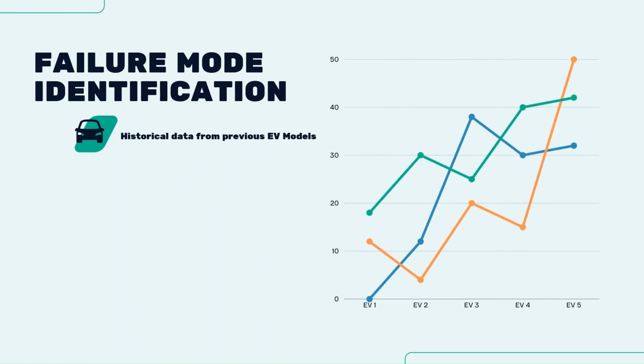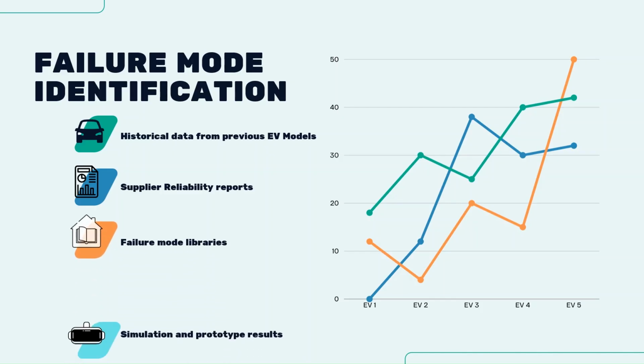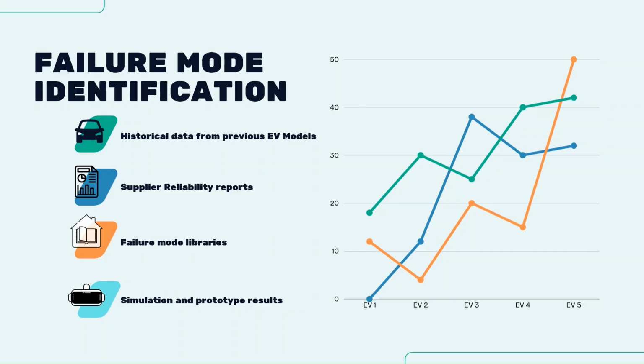Now let's go to the next slide and identify what the failure modes are. How is it done? We can use historical data from the EV models, as we could see from the graph. It's not a real graph, just an example. Supplier reliability reports tell us how reliable the supplier is and how many times he was able to fulfill our needs perfectly. Failure mode libraries and also simulation and prototype results could be used for failure mode identification.